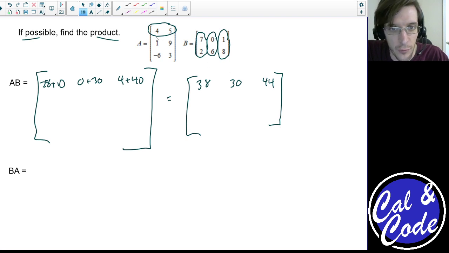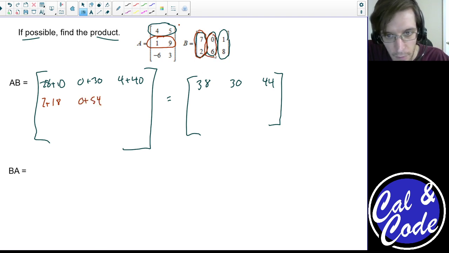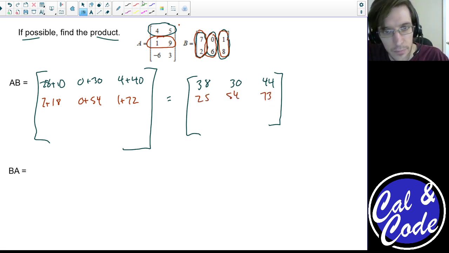Now I've done the first row. I need to come in and do the second row. So now 1, 9 by 7, 2 is going to be 7 plus 18. 9 times 0, 6 is going to be 0 plus 54. And 9 times 1, 8 is going to be 1 plus 72. So I end up with 25, 54, and 73.